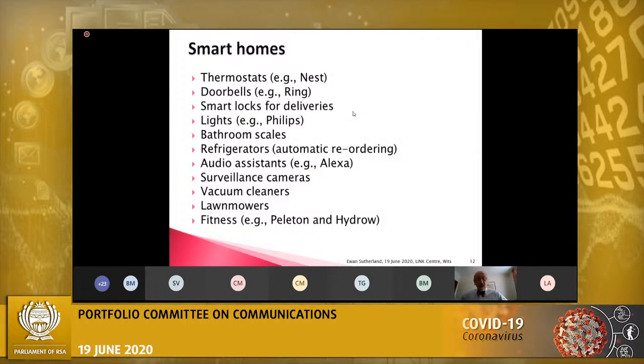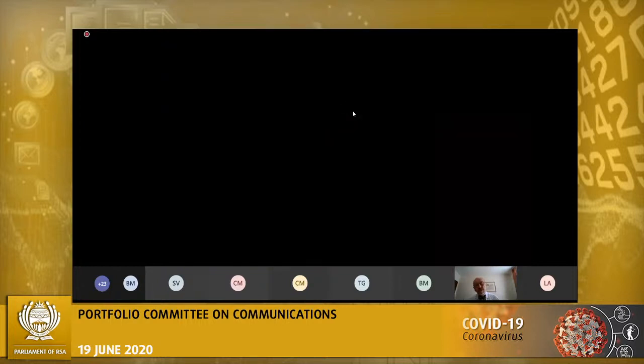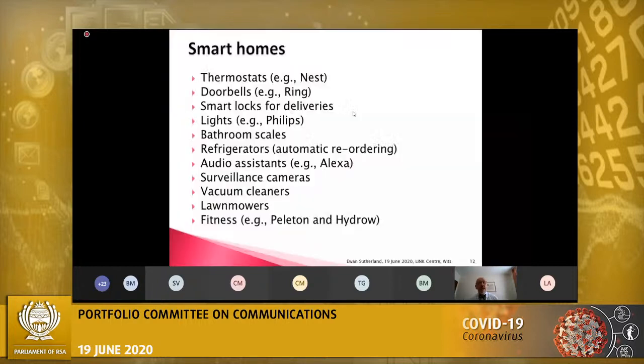And for those of us who are locked down and can't go out to do exercise, you can get things like Peloton and Hydro, which will allow you to cycle and row with other people, but at a considerable distance, electronically connected. So the emphasis of the fourth industrial revolution, smart homes, is bringing many, many more of these in, which has two implications.